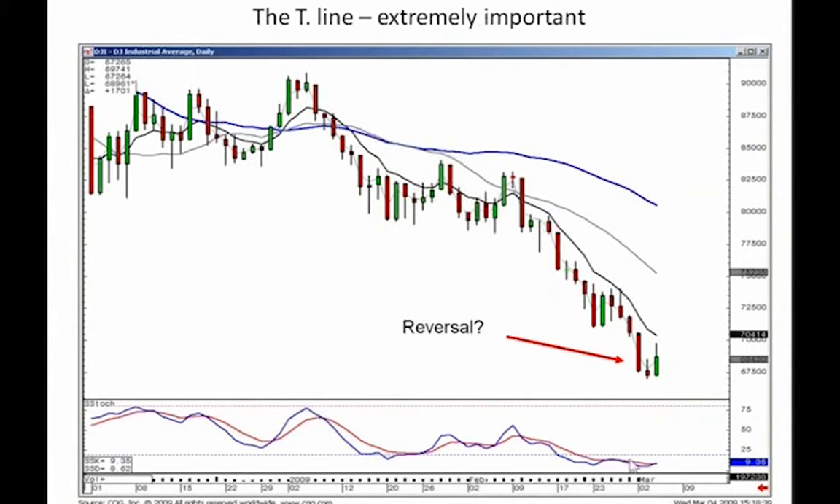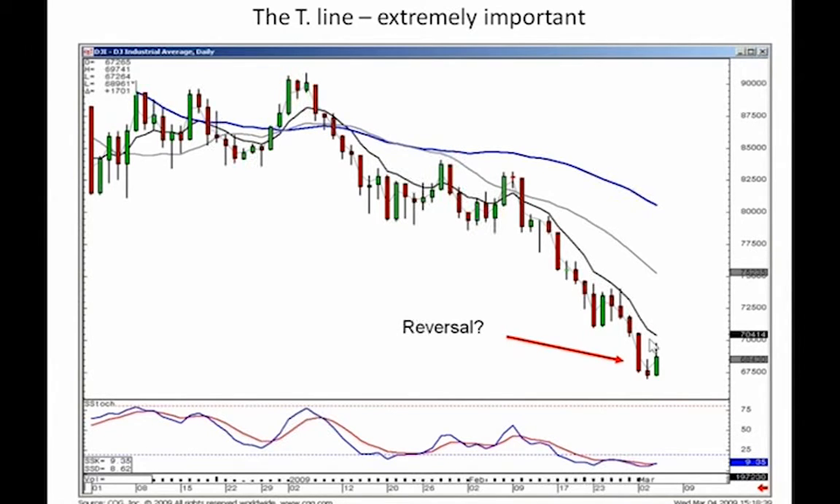Failure right at the 50. Because candlestick signals are the graphic depiction of what's going on in investor sentiment, there's a potential reversal signal. And I say potential reversal signal. The T-line is the 8 exponential moving average.